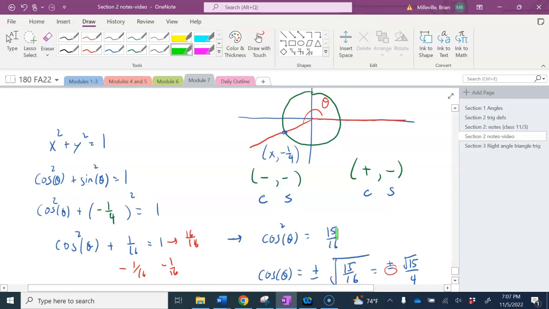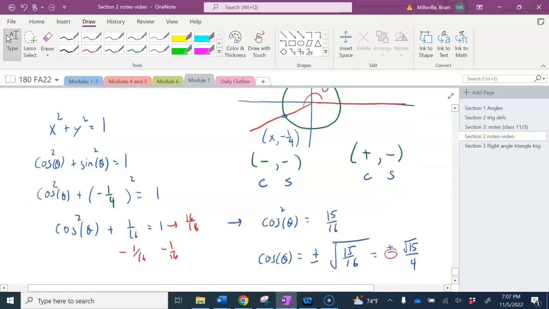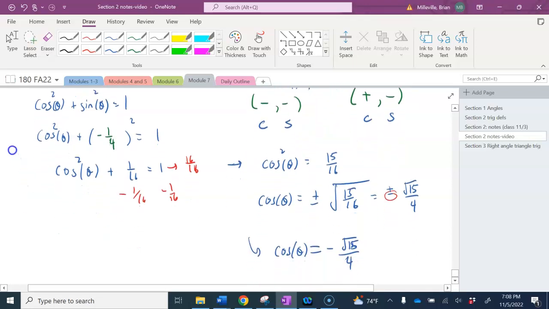And then we're going to get rid of the square by extracting square roots. In this step, we've taken the square root of the top divided by the square root of the bottom, which gives us the square root of 15 divided by the square root of 16, which is 4. We have to leave the square root of 15 on there. Now which one of these do we choose, the negative or the positive? In this case, we're talking about an angle in quadrant 3, and therefore cosine and sine are both negative. So we want to choose the negative. For this problem, cosine of theta is equal to negative square root of 15 over 4.